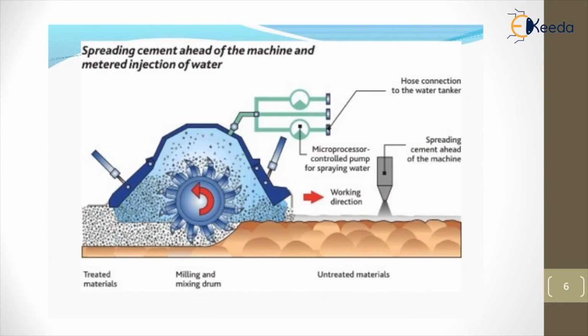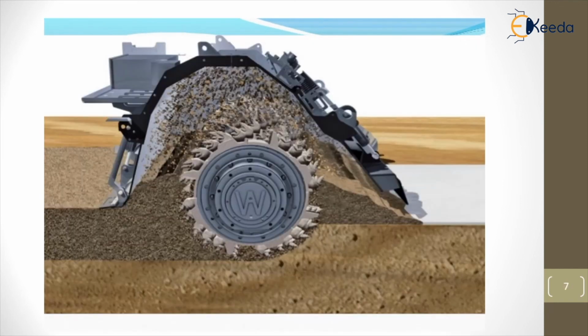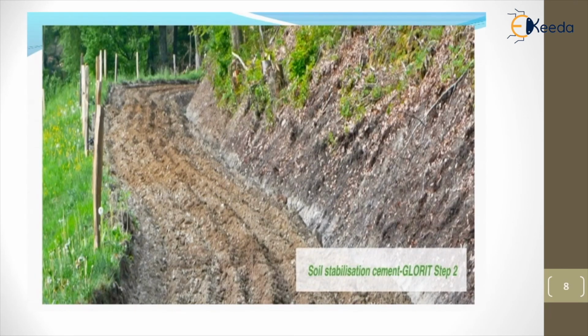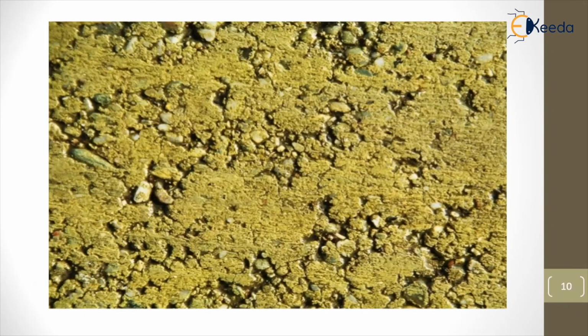In the figure, you can see we are pulverizing the soil using rotary equipment and spreading the cement ahead of the machine. This is the process used for mixing the soil with the cement. Here you can see again we are altering the soil particles. Then this is the final result that we obtain after mixing the soil with the cement. So this is the result of soil stabilization using cement.